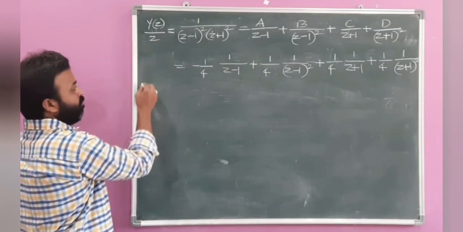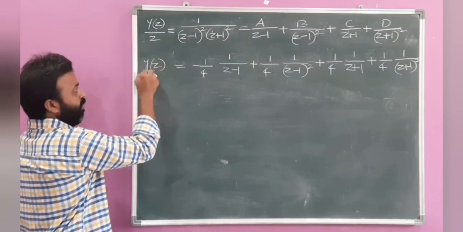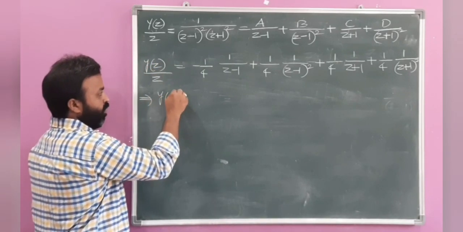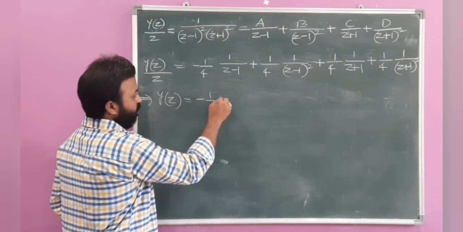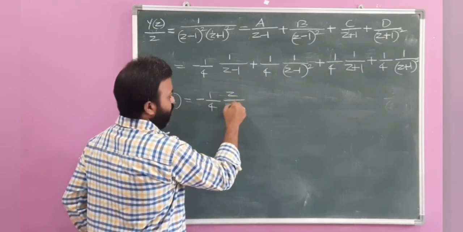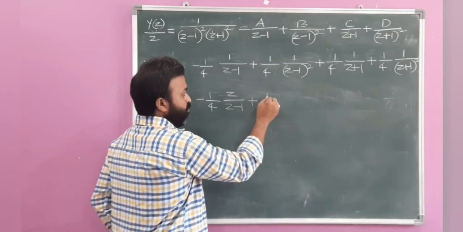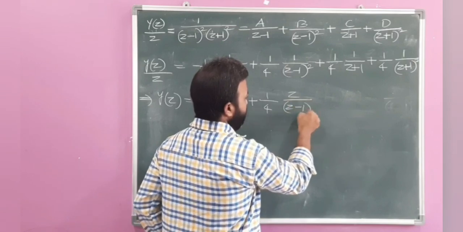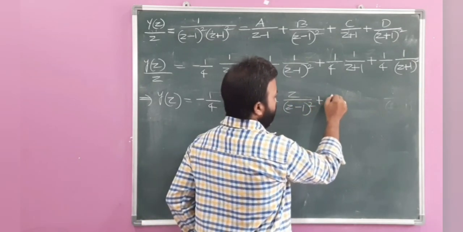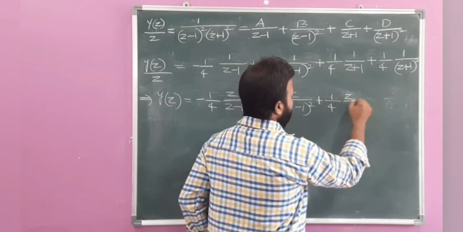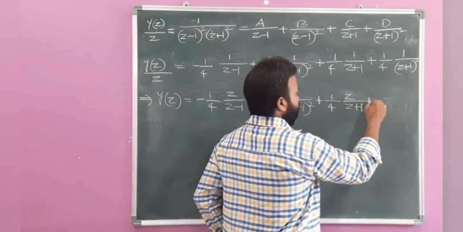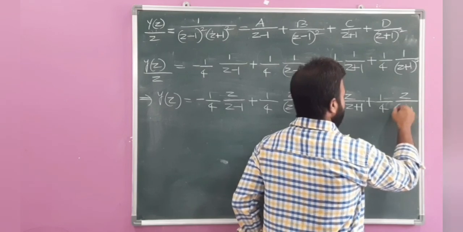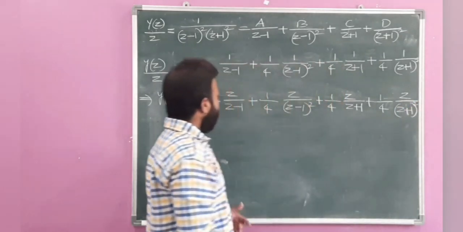Then by cross multiplying with this z, so this is y of z by z. On cross multiplying with this z, we will get y of z equal to minus 1 by 4 into z by z minus 1 plus 1 by 4 into z by z minus 1 whole square plus 1 by 4 into z by z plus 1 plus 1 by 4 into z by z plus 1 whole square. So this is y of z.